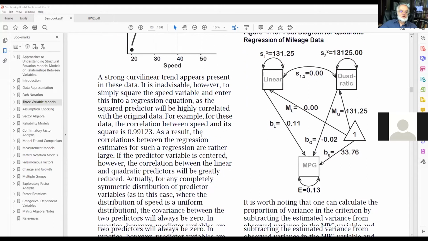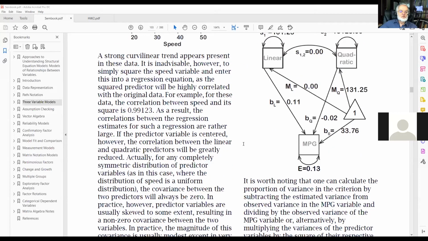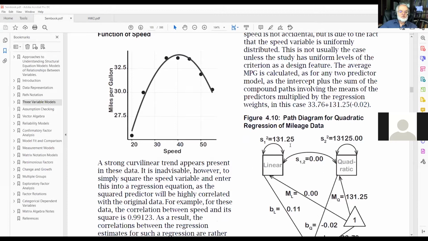So in our model, notice that what I've done here is to center the data. And the reason that I did that was if you just take speed, the number 20, and square it and make a new variable called speed squared, that variable is going to be very highly correlated with the squared value. So in your mind's eye, you might think of a little Excel spreadsheet. As a matter of fact, let's do that.